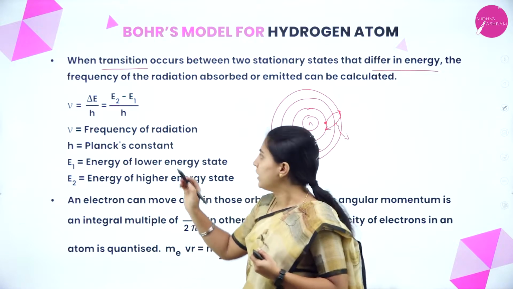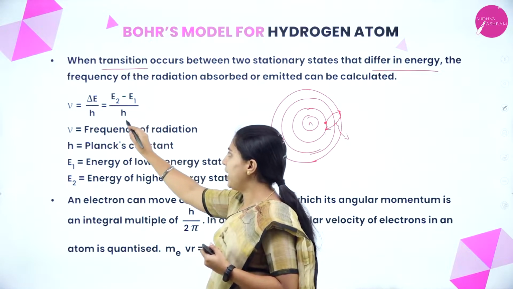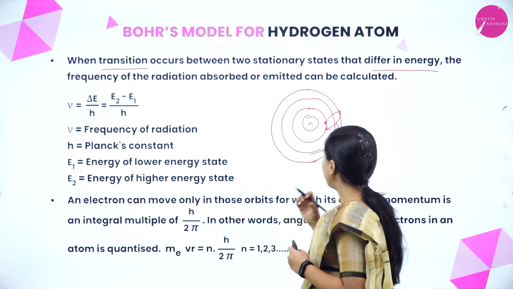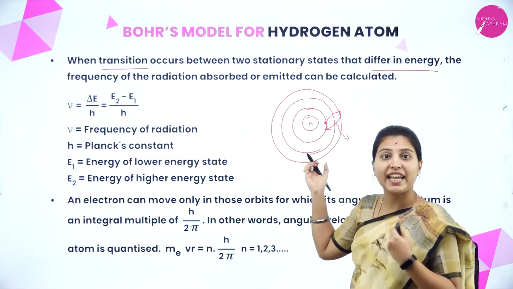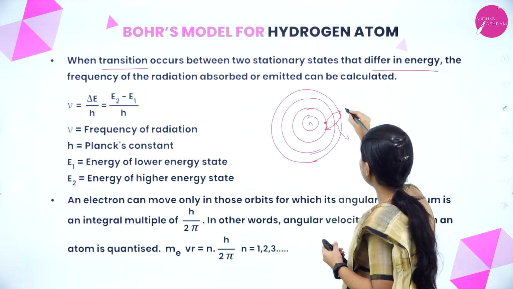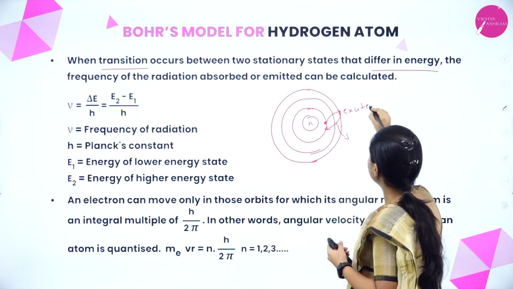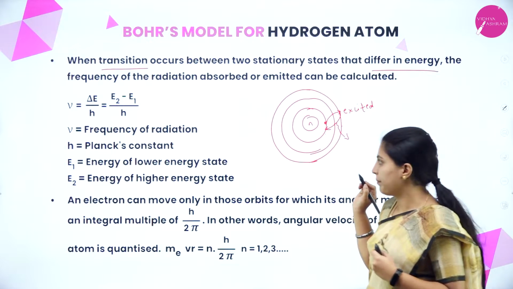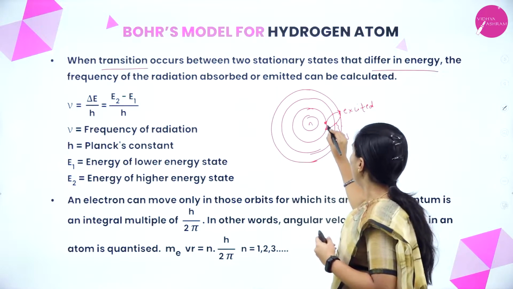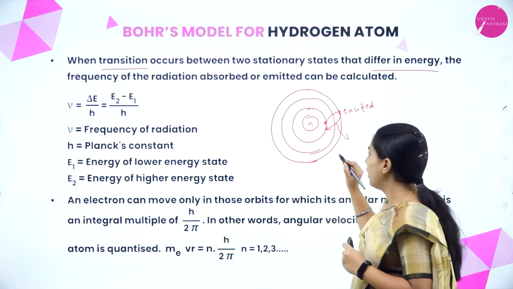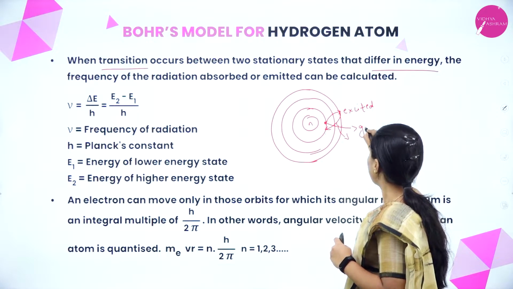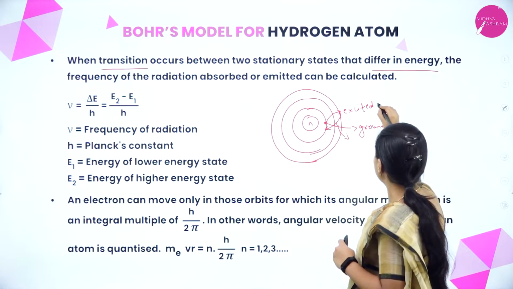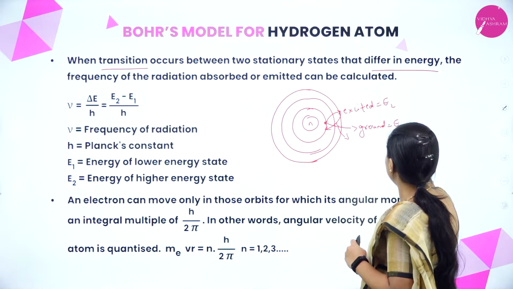How delta E? That is E2 minus E1 by h. This h is Planck's constant. E2 means the energy of the higher state. Higher state means excited level. See, it has been excited here. This is the E2 level energy. This is the lower energy level, meaning the ground state or the original state of that electron. Ground state. This is E2, this is E1.